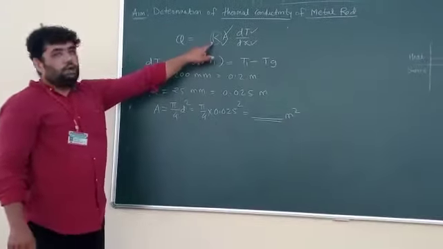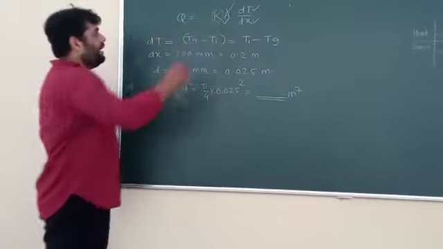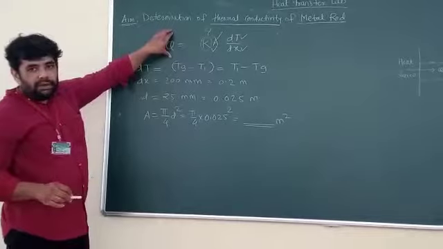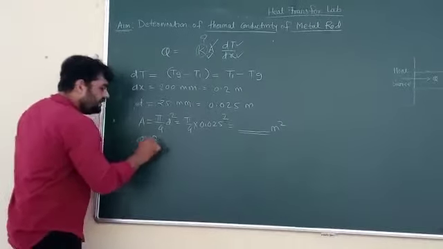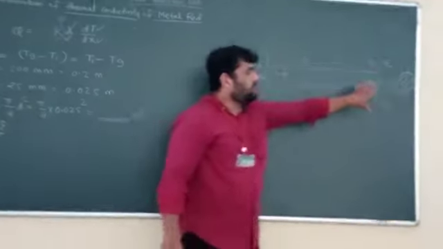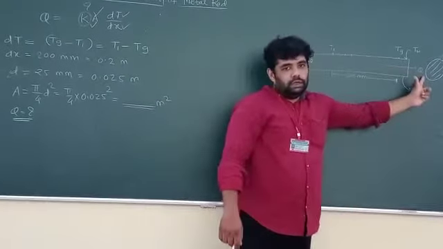Now there are two unknown terms, Q and K. Our aim is to find out this K. The last unknown parameter is Q. How to find out the value of Q? This Q we are going to find out with the help of this water jacket arrangement. Q is the amount of heat conducted through the rod.